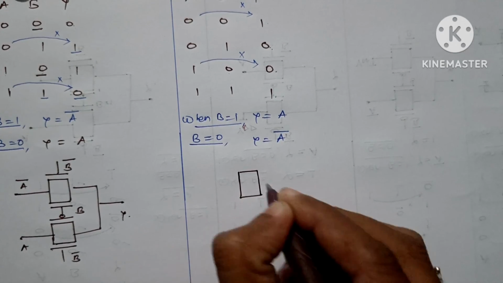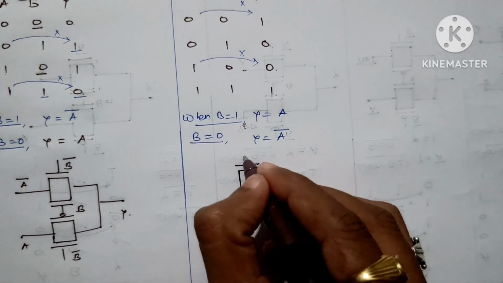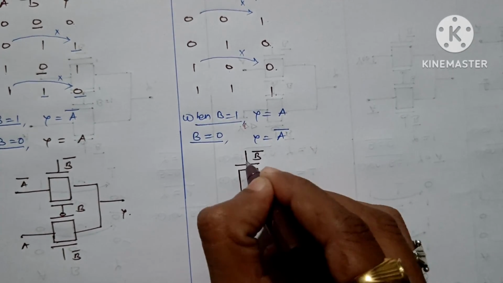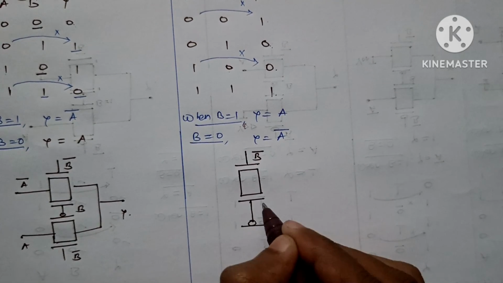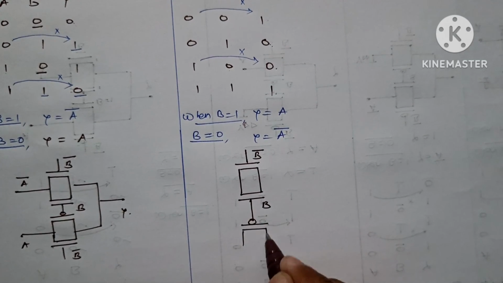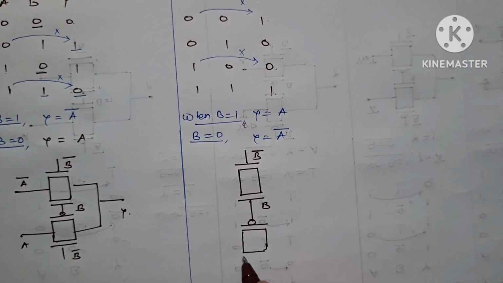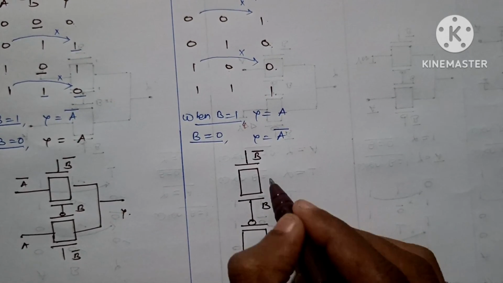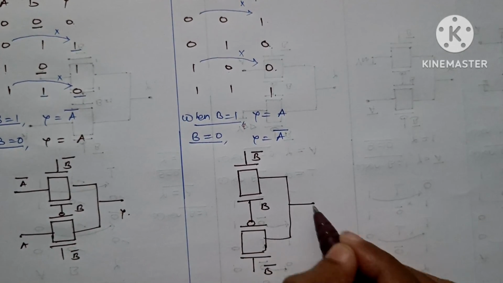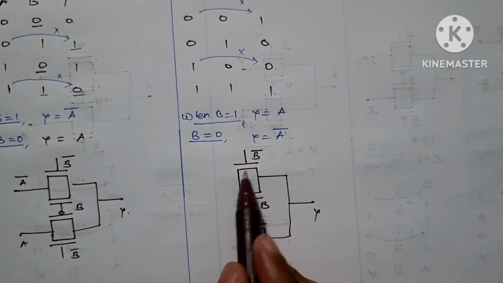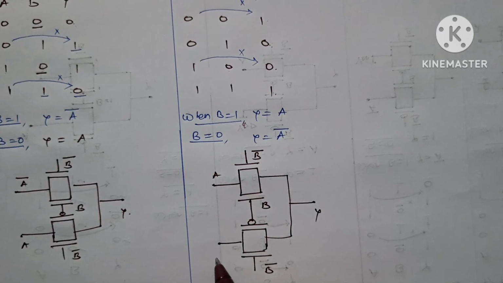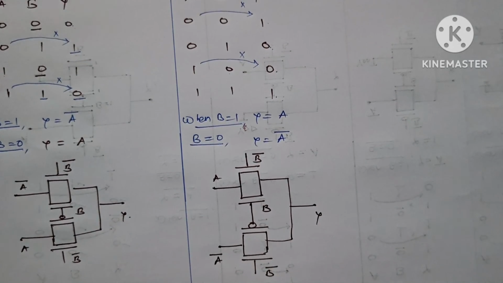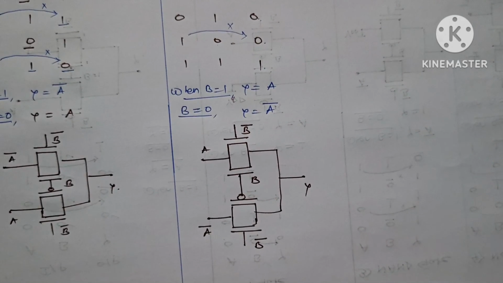So this is again the same one. This is B bar. In this case, this is A, and this is A bar. So this will be our implementation of the XNOR gate using the transmission gate.